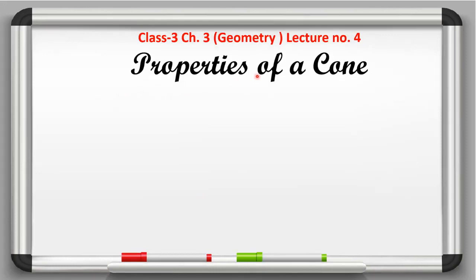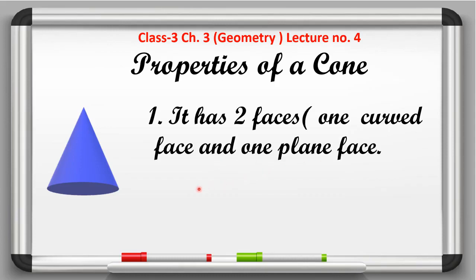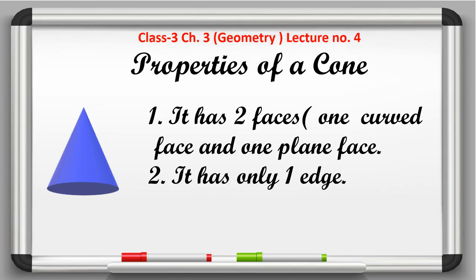Now properties of a cone. So it has two faces, one curved face and one plain face. Number 2, it has only one edge and it has only one vertex. Understood?